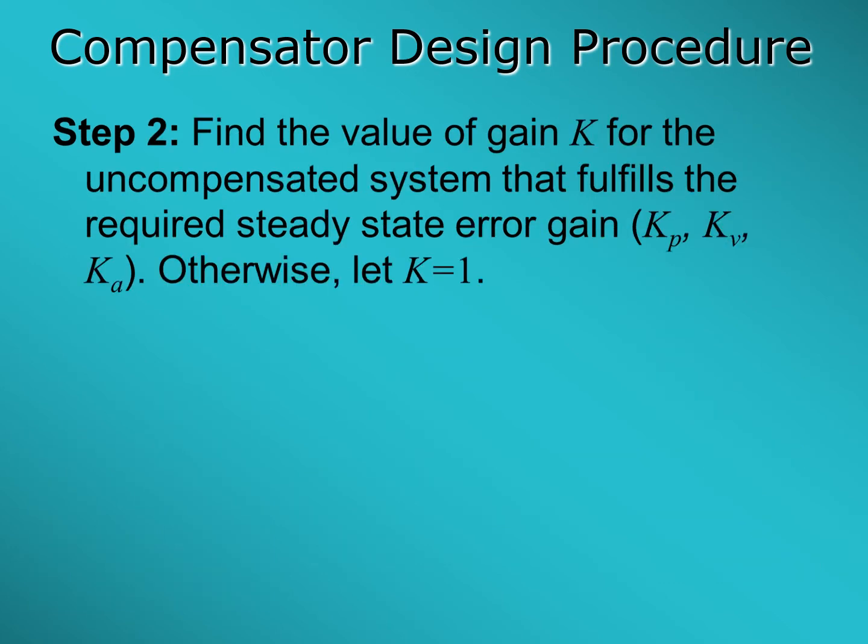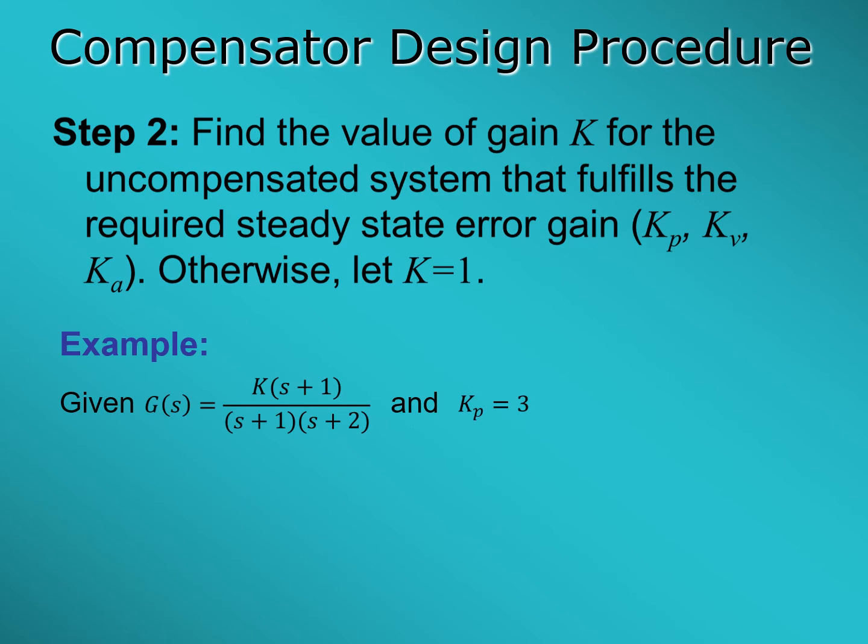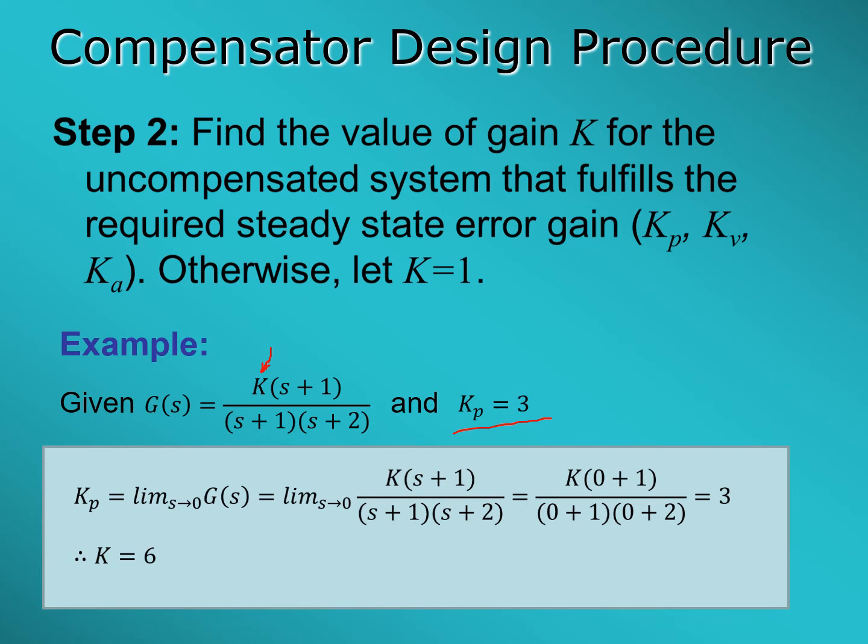Step number 2, find the value of gain K for the uncompensated system that fulfills the required steady state error gain Kp, Kv, or Ka. Otherwise, let K equal 1. I show an example again. Given G of s as follows, you need to find K such that Kp equals 3. You use the knowledge from chapter 4 on steady state error, so you can calculate K. In this case, K equals 6.